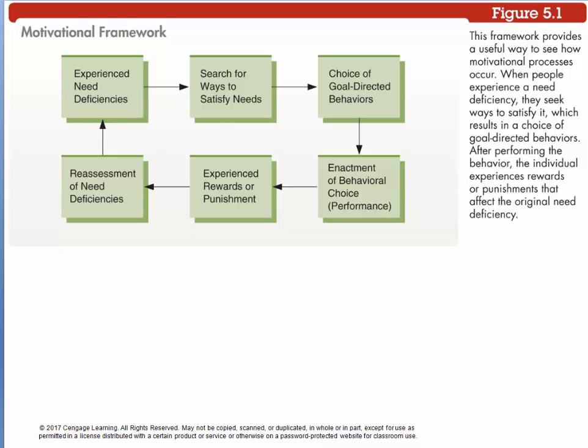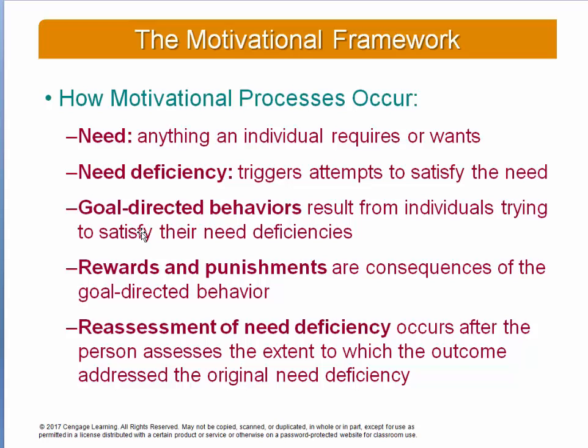So we look at motivation in terms of a need deficiency here in the upper left corner, right? We have a need. There's something we want. So we search for ways to satisfy that need. We have a choice of behaviors, and this enactment of behavioral choice. So we're going to do this behavior and experience rewards or punishment, right? Does this behavior lead to a reward or punishment? And then reassessment of needs. Yes, it did, and it solved my need. Okay, so that's kind of how we look at this. We'll have a lot more detail on that.